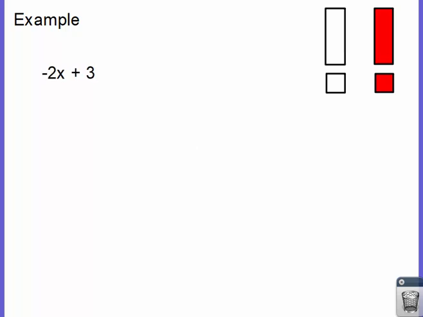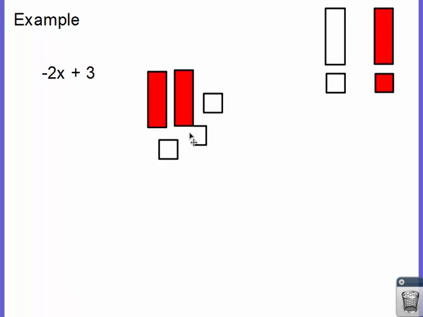So what about negative 2x plus 3? Well, the negative 2x means I'm not going to use the open ones, I'm going to use the closed ones. So I need 2 of those. And then I need 3 open unit cubes. So there is negative 2x plus 3.